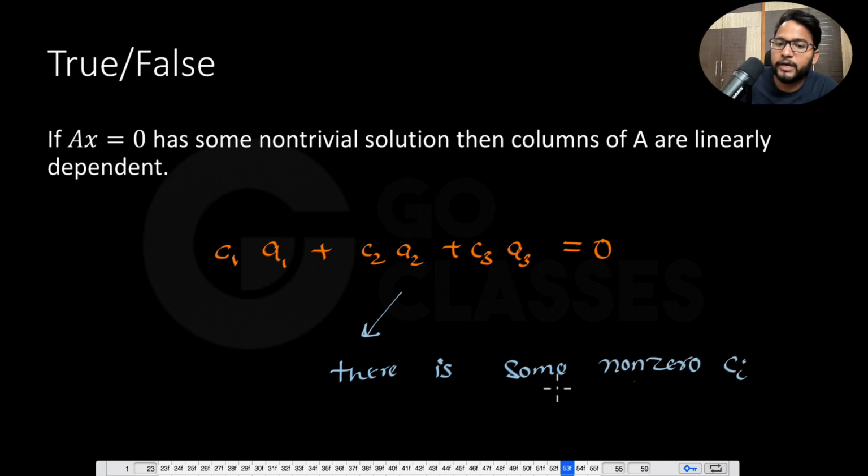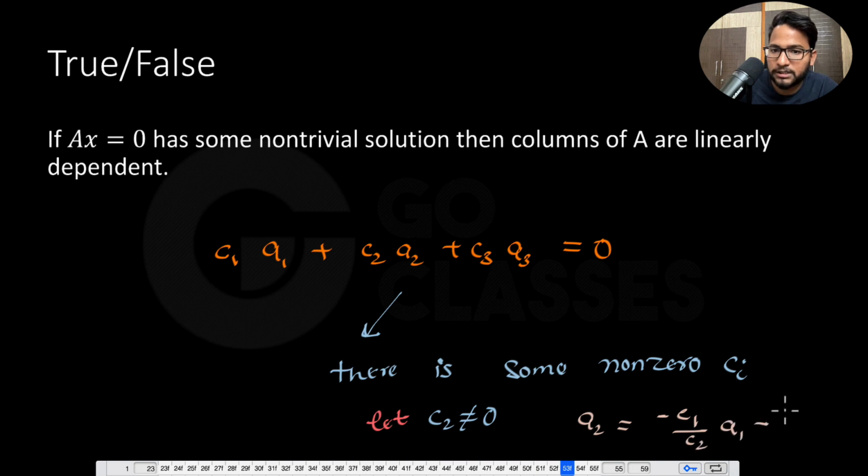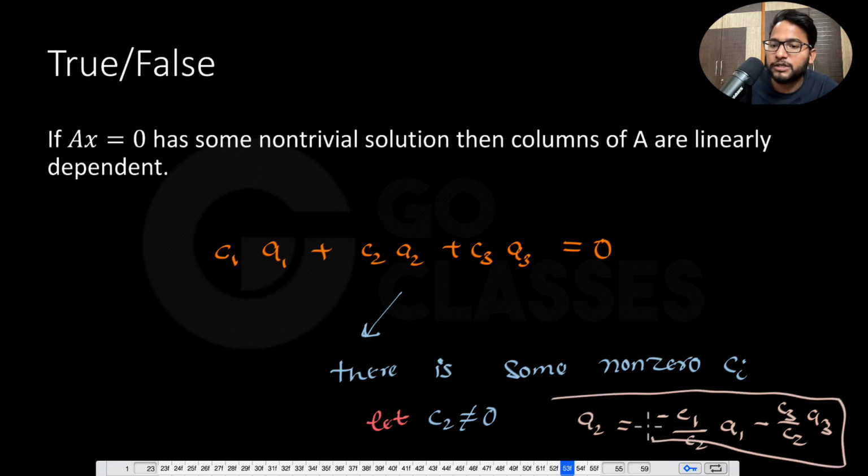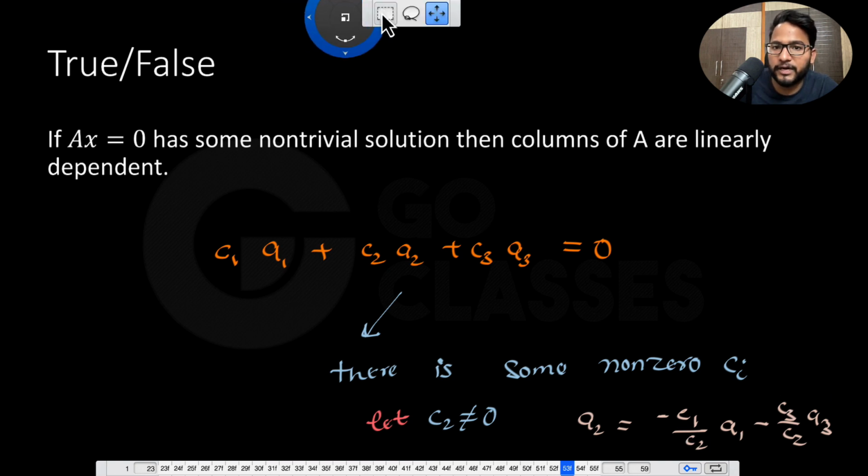Non-zero Ci. It means that, let's suppose C2 is non-zero. Let C2 is not equal to 0. Okay. Then what can you do? You can write this A2 as a linear combination of other columns. How? You will say that minus C1 upon C2 A1 minus C3 upon C2 A3, right? Something like this. So basically you can divide by C2 if that is not 0, and then you can write A2 as a linear combination of other columns, which means that the columns are linearly dependent, right?